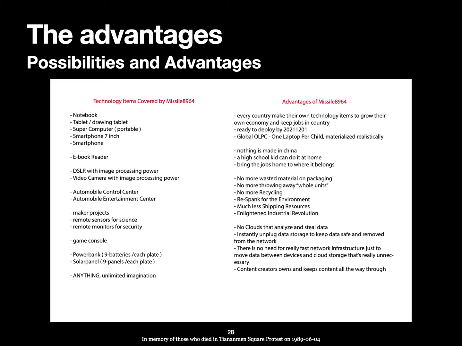Number one, every country can make their own technology items to grow their own economy and keep the technology jobs in the country. This design would be ready for global deployment by December 1st, 2021. And this is the world's first realistic shot at making global OLPC possible.